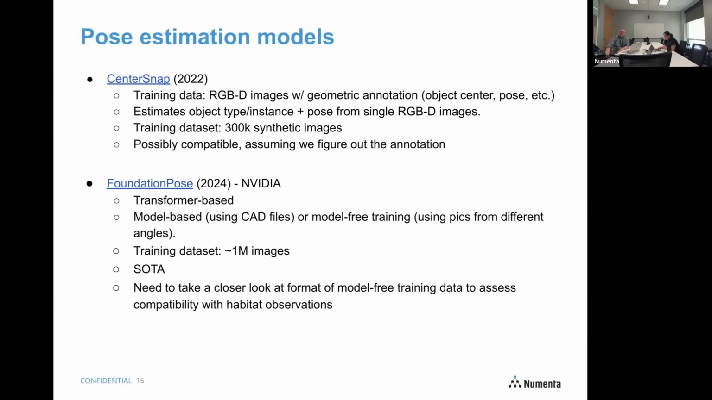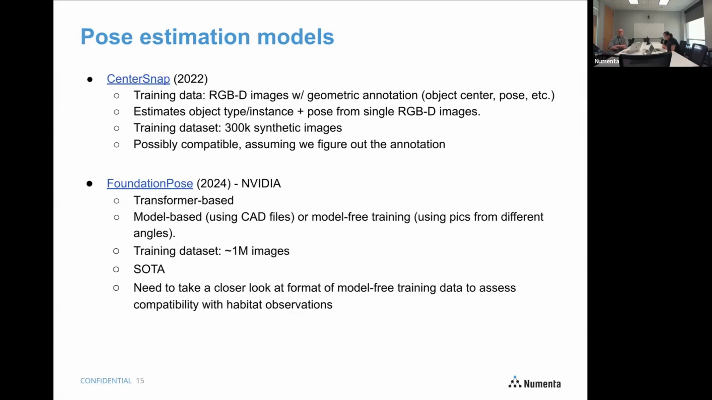Some are pretty interesting. FoundationPose is probably up there as state of the art. That just came out this year. It's got 2 modes of training. You can give it CAD files, or you can give it images from different angles. That's its model-free training mode, and from that it develops category ideas. So when it encounters novel objects, it can estimate their pose by associating them with some similar object or category of object. It takes a ton of training.